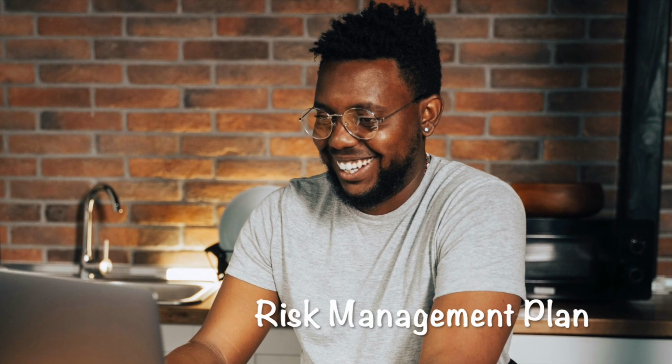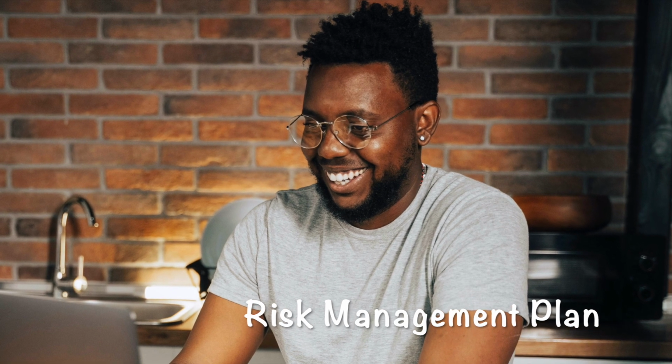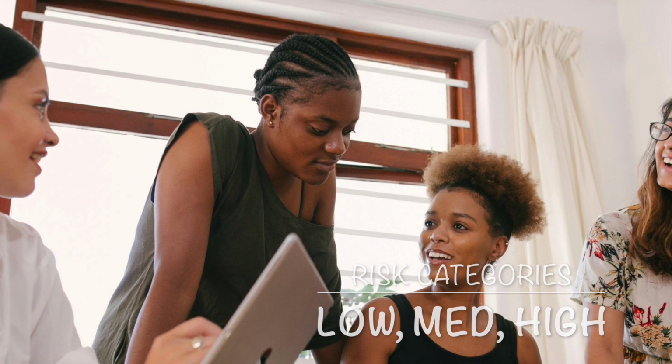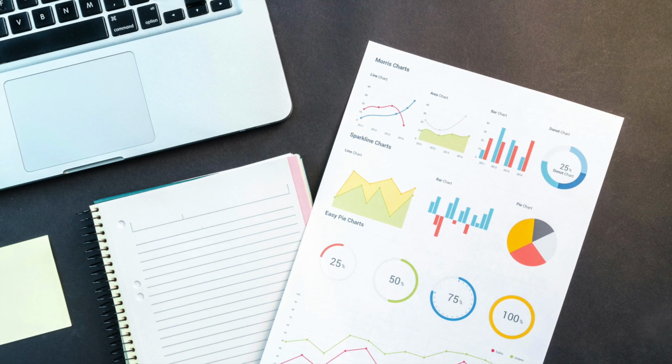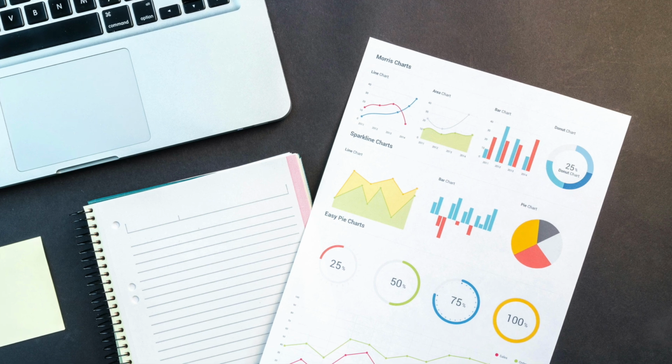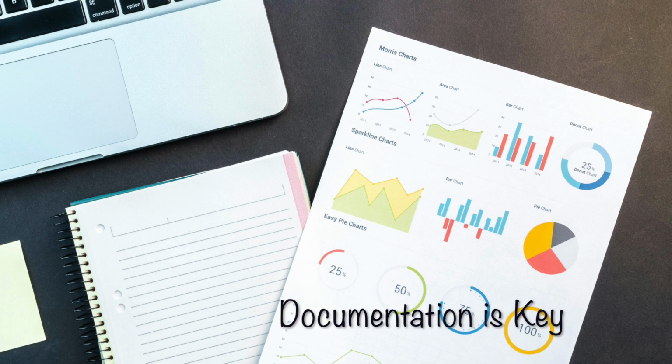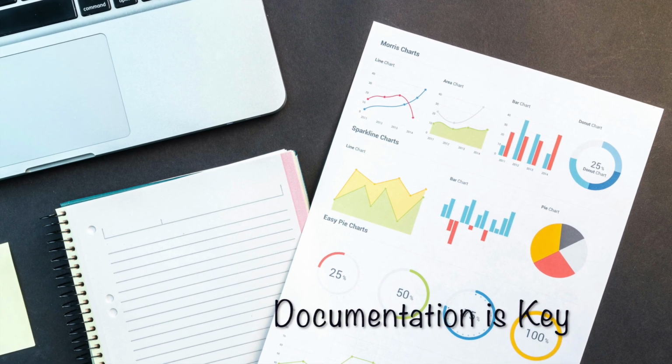So definitely create a risk management plan. And within your risk management plan, you want to make sure you have categories. So you want your lows, your mediums, and your highs. Your lows are risks that could potentially happen. You're not quite sure, they could occur, but you want to document them. So you document them and label them as lows.